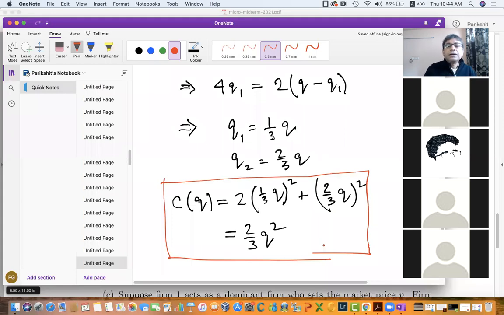Yes? Sir, is there a way for us to know what production function the merged firm will follow out of these two? Why do you need that? No, sir, just a general question. I know how to solve this. I'm just asking whether we'll be able to know what production function the merged firm will follow out of the two that we are taking.